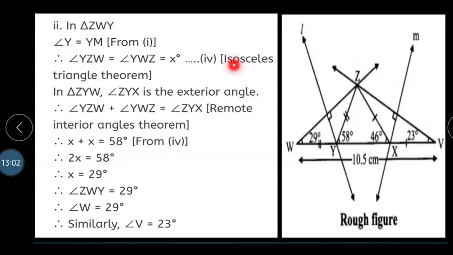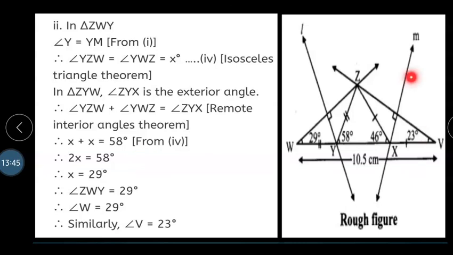Reason, isosceles triangle theorem. In triangle ZYW, angle XYZ is exterior angle. Therefore, adding these interior angles, we will get the total of exterior angle. The reason is remote interior angle theorem. That is, angle YZW plus YWZ is equal to ZYX. Substituting the values, we get X plus X is equal to 58 degree. That is from equation 4. 2X is equal to 58. Dividing both sides by 2, we get X is equal to 29 degree. So we get the value of both these angles as 29 degree.